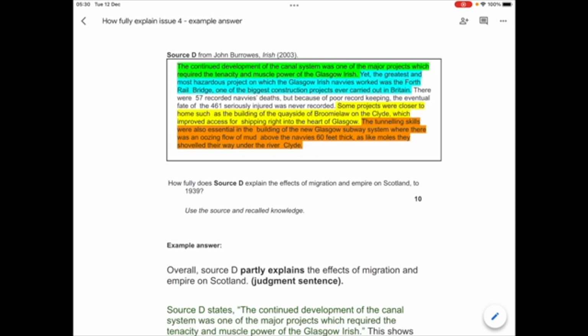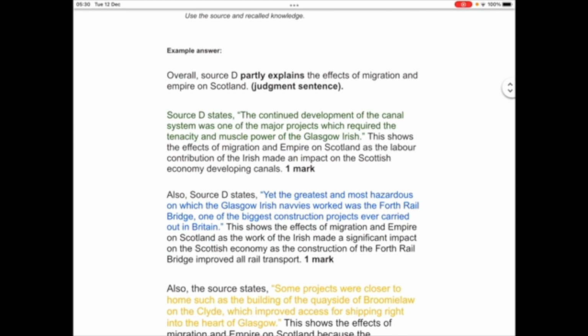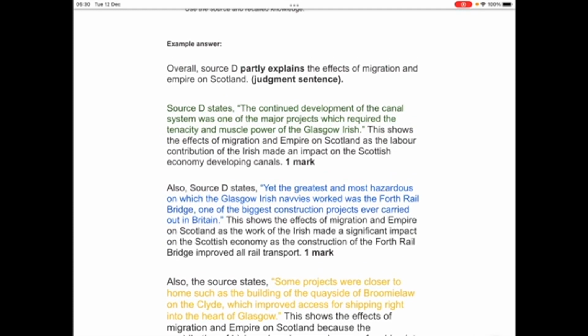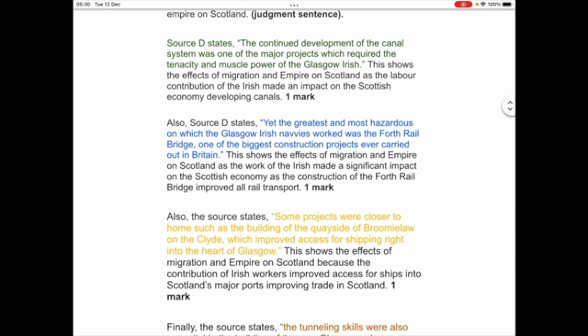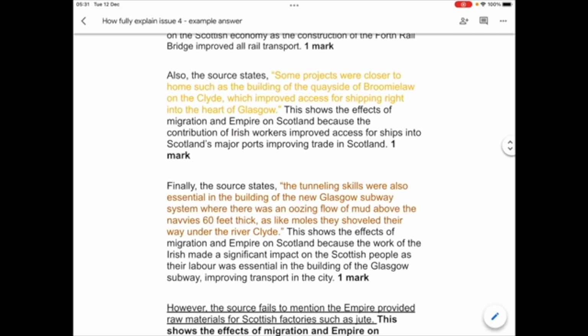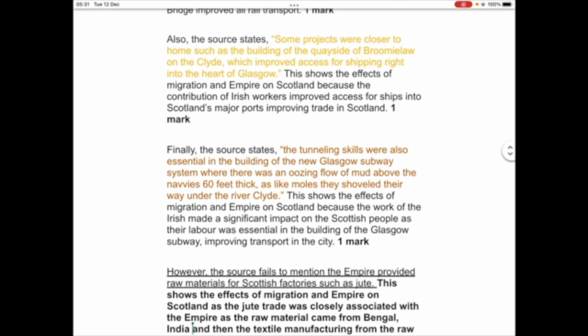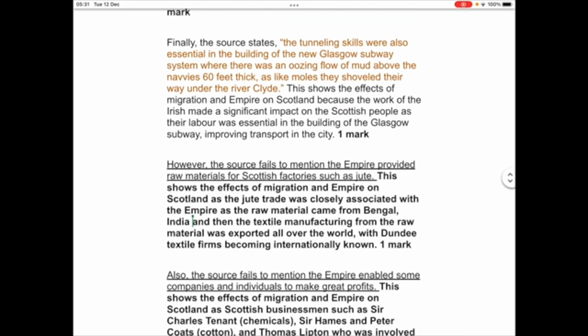So it's still the exact same question, issue 4, focusing on the effects of migration and empire. And as you can see, we've got our judgment sentence at the very start. So that's great. The marker now knows already that I can access more of the marks. And then I've got my 3 source points, and every one of them I have interpreted in my own words. After my 3 source points, for this example answer, I've taken 4 just to show you what that 4th source point looks like, but you would only need to do 3.